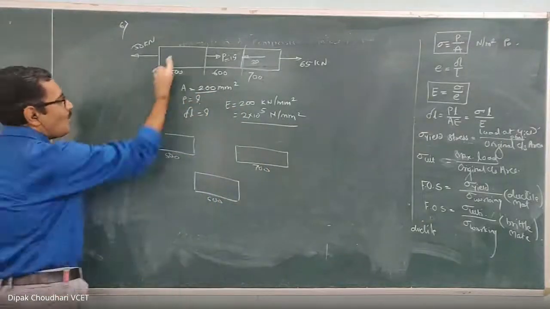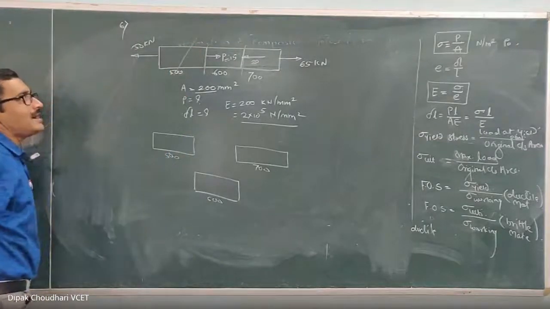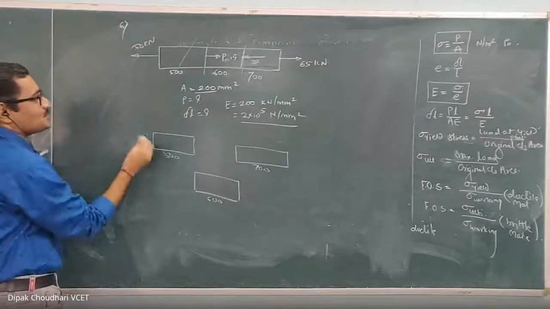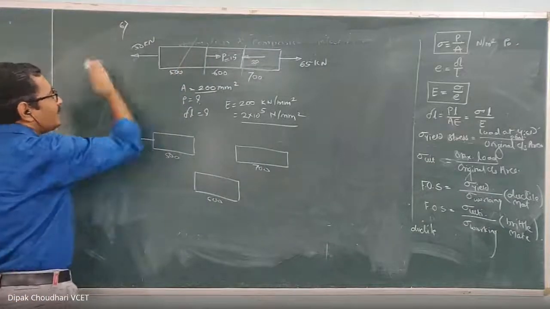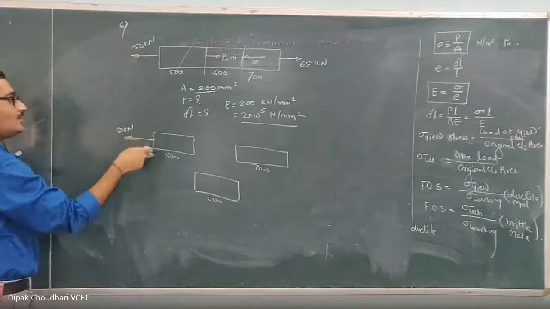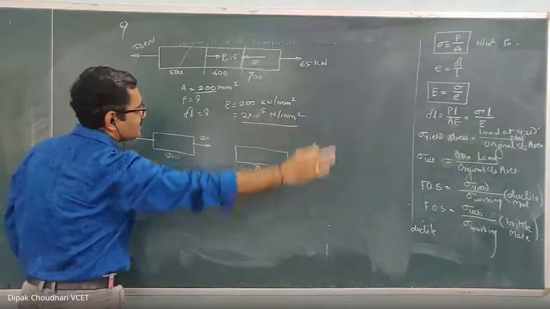Now we have to find out how much is the axial force acting on the first part. To calculate it, consider one imaginary section through the first part and take the algebraic summation of all forces on any one side. On the left hand side there is 50 kilonewton. So show 50 kilonewton on the left hand side. To balance this, here also there will be 50 kilonewton. No need to take the algebraic summation on the right hand side.